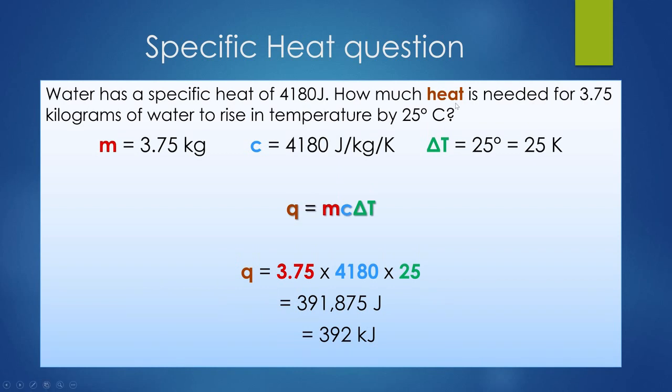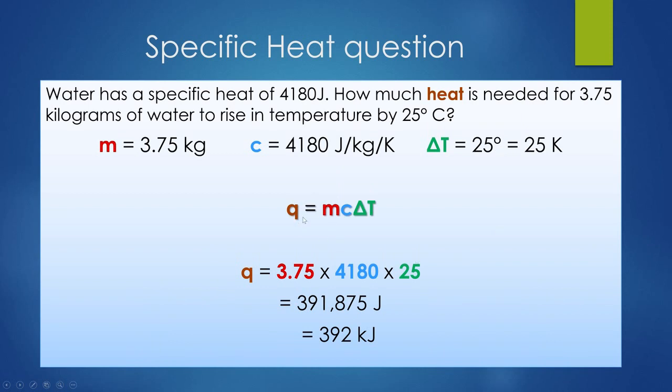Okay, how much heat, so Q, is needed for 3.75 kilograms of water to rise in temperature by 25 degrees Celsius? So we have m, the mass, 3.75, the specific heat of water, 4,180, and the change in temperature, we're going to change it by 25 degrees. So it doesn't matter if it's going from 25 to 50, from 50 to 75, or 10 to 35, so 25 degrees is 25 Kelvin. That should have a C there for Celsius.